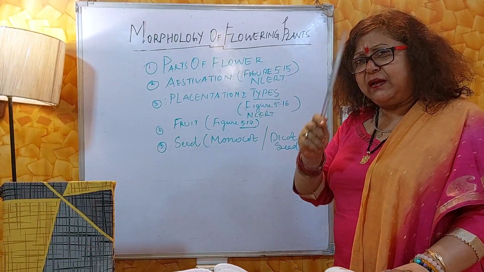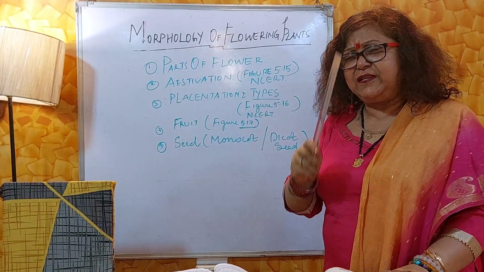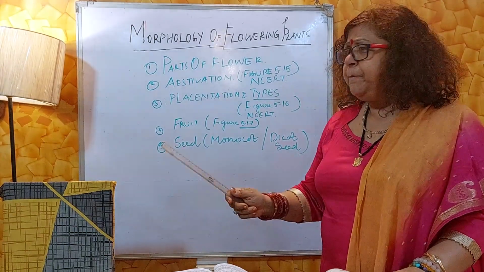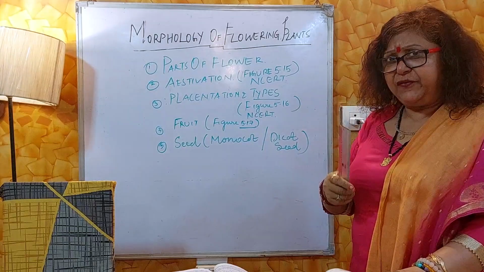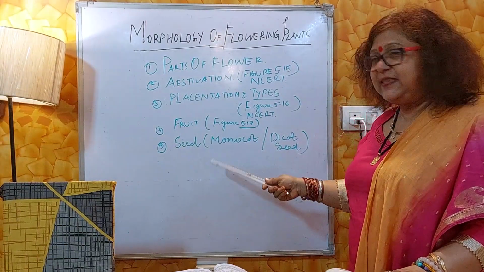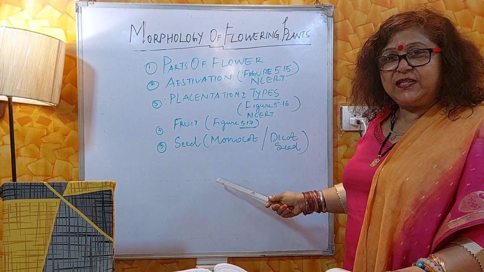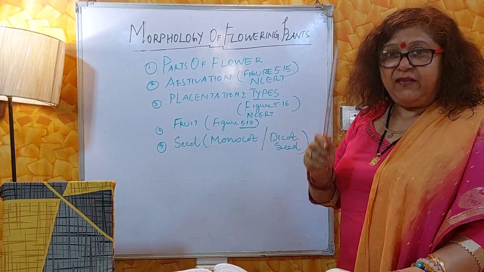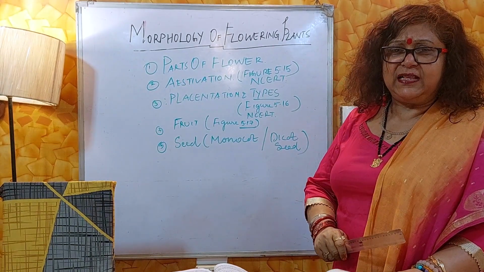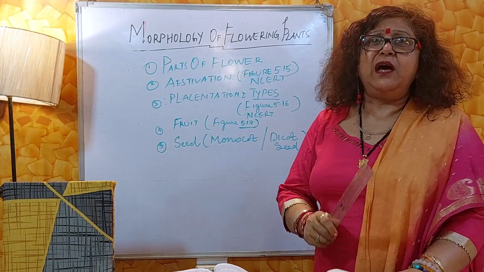Then we come to the last part of the lesson, the fruit. What is a fruit? How is it formed? The economic importance of a fruit. What is a fruit, the types of fruit, and what is a parthenocarpic fruit. And then the seed, the types of seed, the monocot seed and the dicot seed, with their figures in the textbook. And the last page of your lesson tells about the floral formula of a flower.